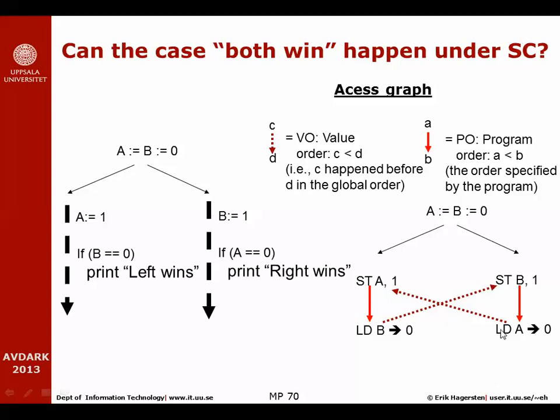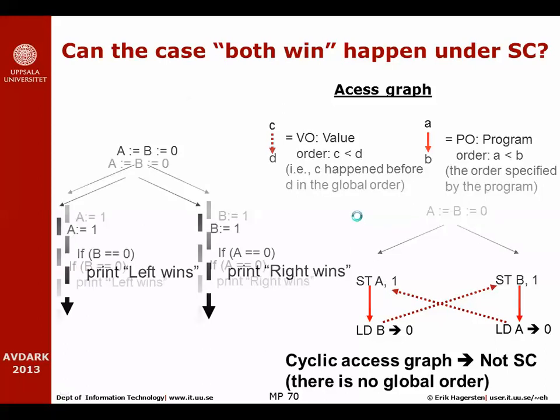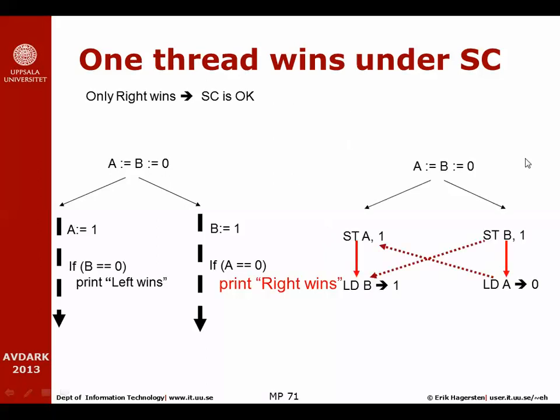Okay, there's no defined order here. And that is not okay. So sequential consistency says there is a defined global order between all these transactions. So this proves that this indeed cannot happen. So cyclic access graph means it's not sequentially consistent. If you look at the case where only one of them wins, so now we assume that the right side wins, and the left side loses, we're going to see this kind of graph.